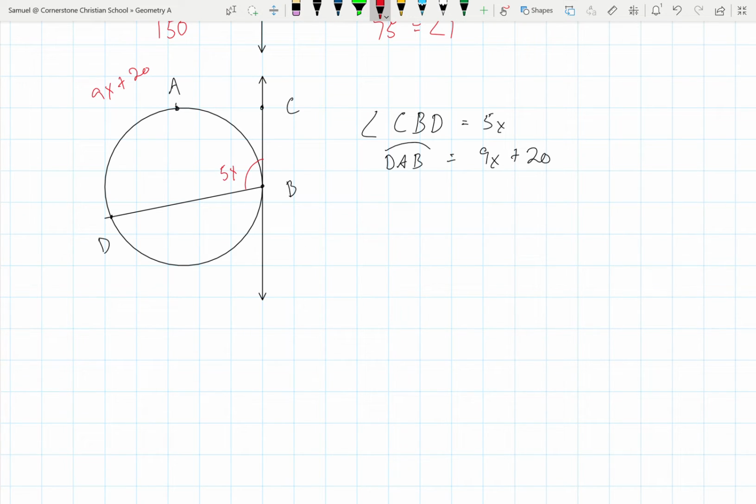And so I need to set up a relationship between these two values that I've been given. So I know that the angle is equal to 1/2 of the arc. Again, the angle, which is 5x in this case, is equal to 1/2 of the arc.